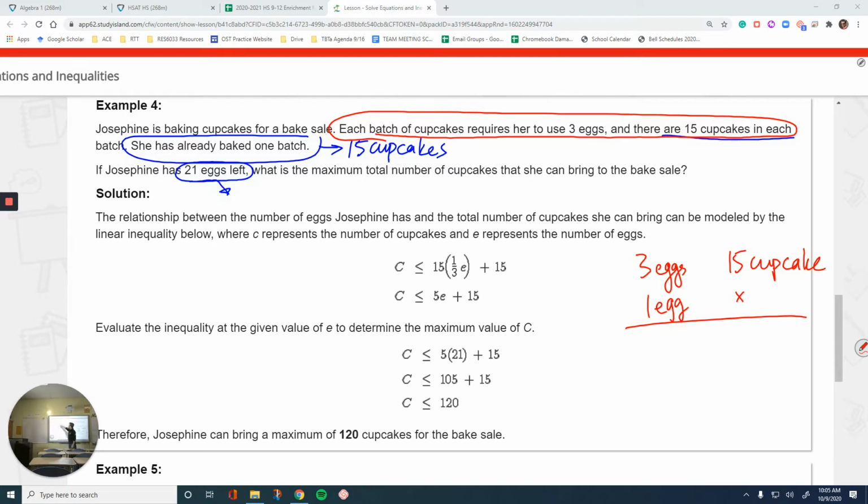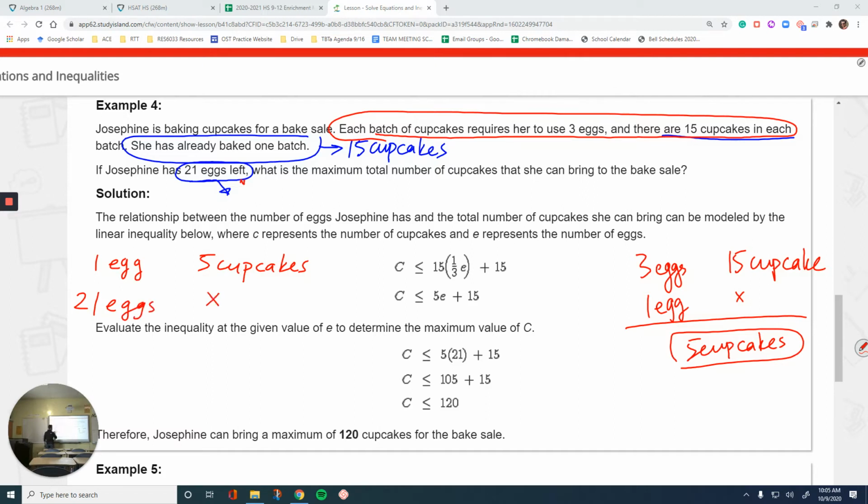Because we have 21 eggs left, if I know how many cupcakes I can make with 1 of them, I can figure out 21 of them. So 3 eggs is 15. With 1 egg, it means divided by 3, we would have 5 cupcakes. So using 1 egg, we can make 5 cupcakes. Let's just continue with 1 egg, I can make 5 cupcakes. How many cupcakes can I make if I have 21 eggs? This is the ratio that I need to set up.